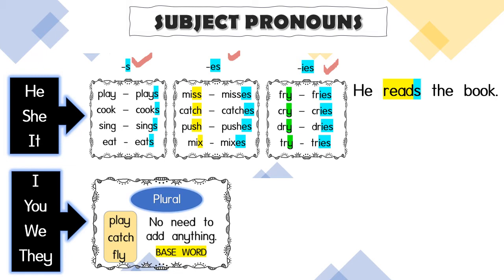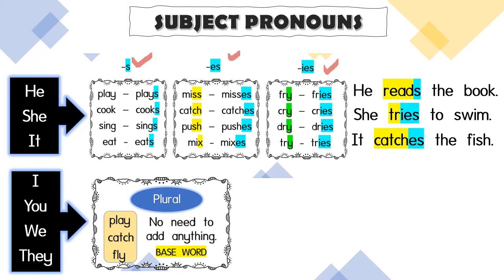Okay, let's read this example. He reads the book. She tries to swim. It catches the fish. Look here. He, she, and it are used with the verb that we add S, IES, or ES.